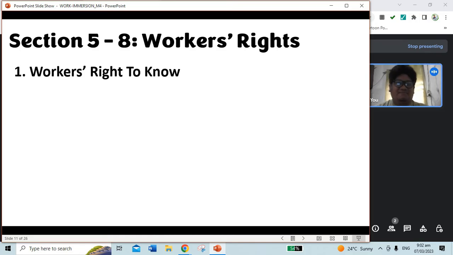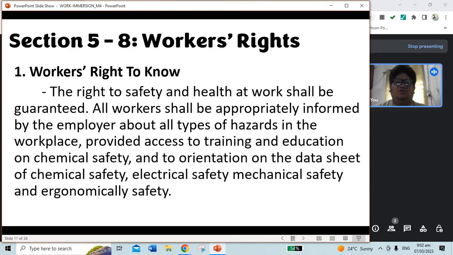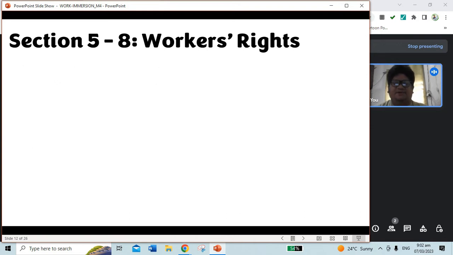Ito yung mga karapatan ng mga empleyado sa loob ng workplace. Workers' right to know. So, the right to safety and health at work shall be guaranteed. All workers shall be appropriately informed by the employer about all types of hazards in the workplace, provided access to training and education on chemical safety, and to orientation and a data sheet of chemical safety, electrical safety, mechanical safety, and ergonomic safety. So, yun, dapat alam ito ng mga empleyado.